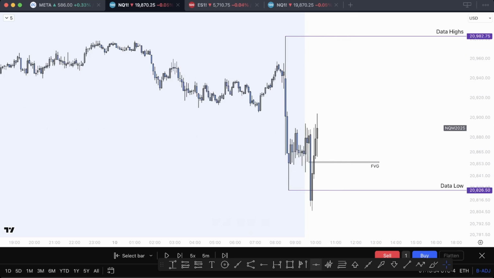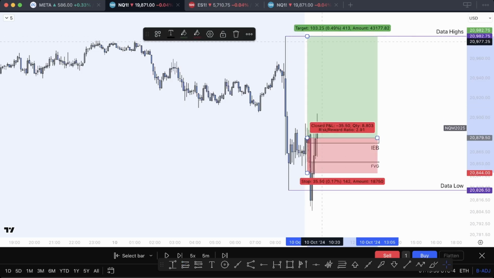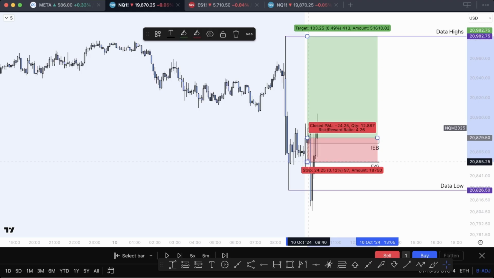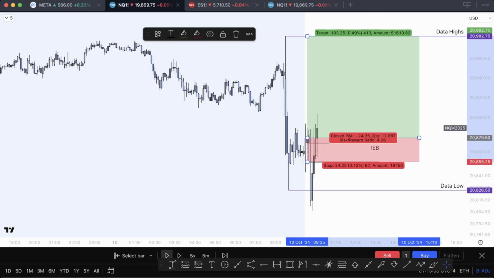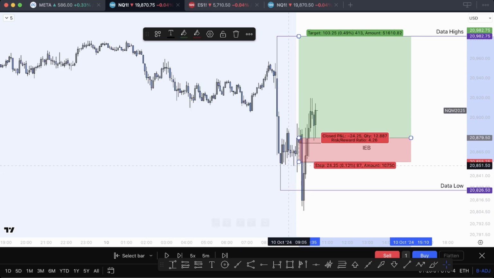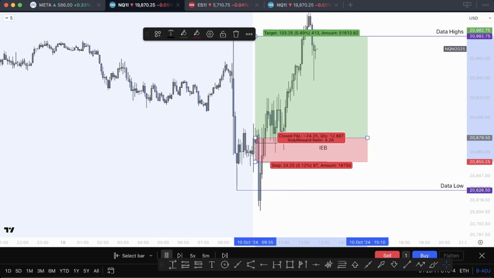So how I would look to enter this trade would be based off of this inverse equilibrium block we have right here. I would put my entry at the retest of the equilibrium block with our PT to target data highs, with a stop loss at the bottom of the candle that formed the inverse equilibrium block. Now let's play this out. As you can see here, price comes back, wicks us in the trade, and now we start to get that expansion straight up to TP.